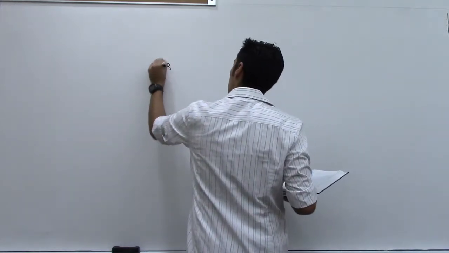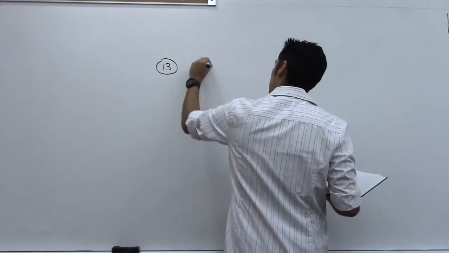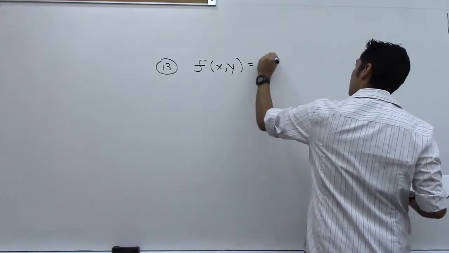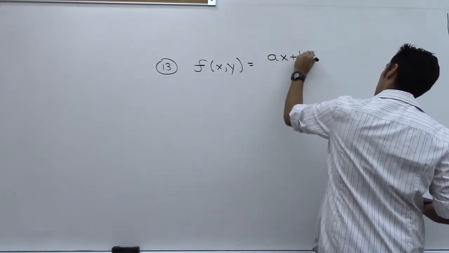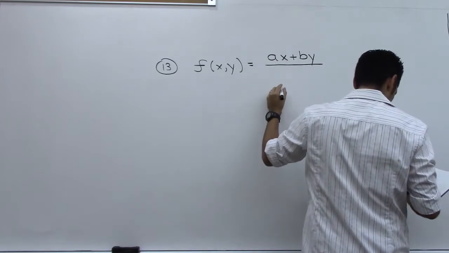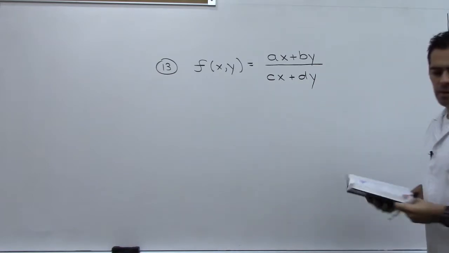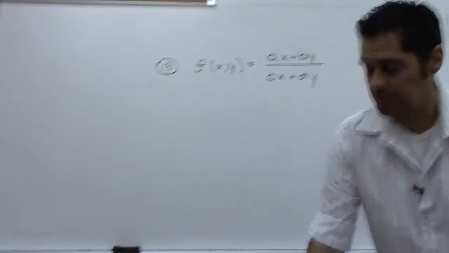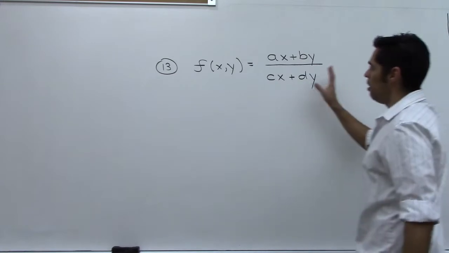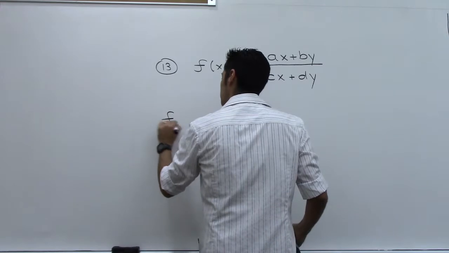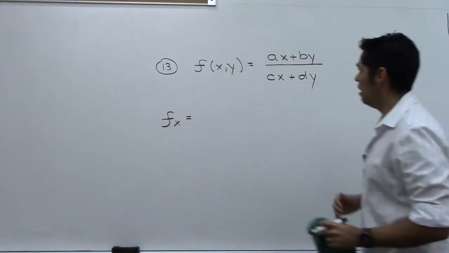How about 13? Again, we have a function of two variables. It's ax plus by over cx plus dy. So here, a, b, c, and d are all constants. In the problem, no matter what, a, b, c, and d are constants. When we try to find the partial with respect to x, we're also going to treat y like a constant.